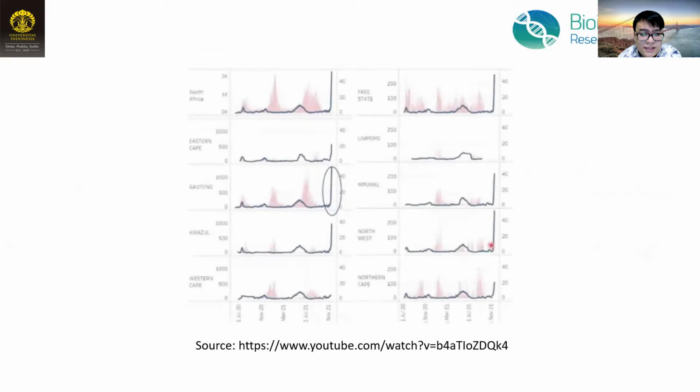And here we can see the graph of S gene dropout from several areas in Africa. By looking at the black line, we can see the trend of the S gene dropout. You can see that in November 2021, there is a significant increase of S gene dropout samples. This could indicate that Omicron could have replaced the Delta variant, which currently dominates the SARS-CoV-2 variants.